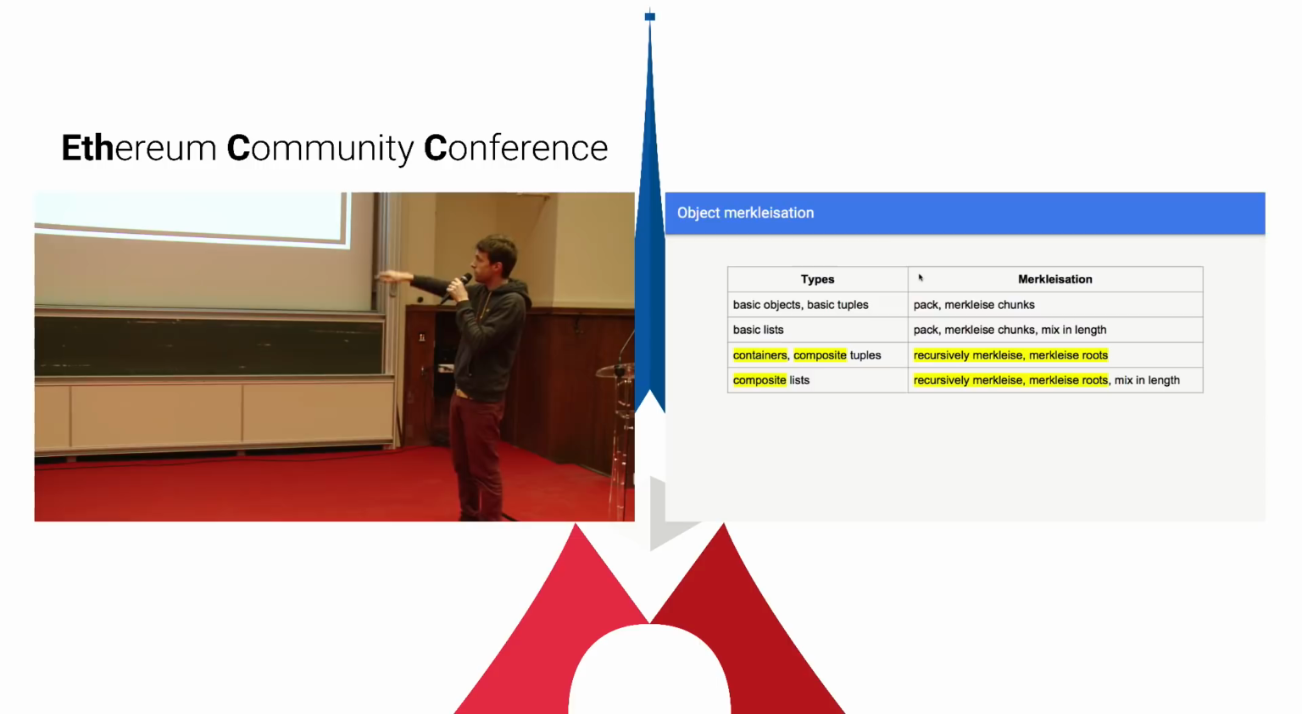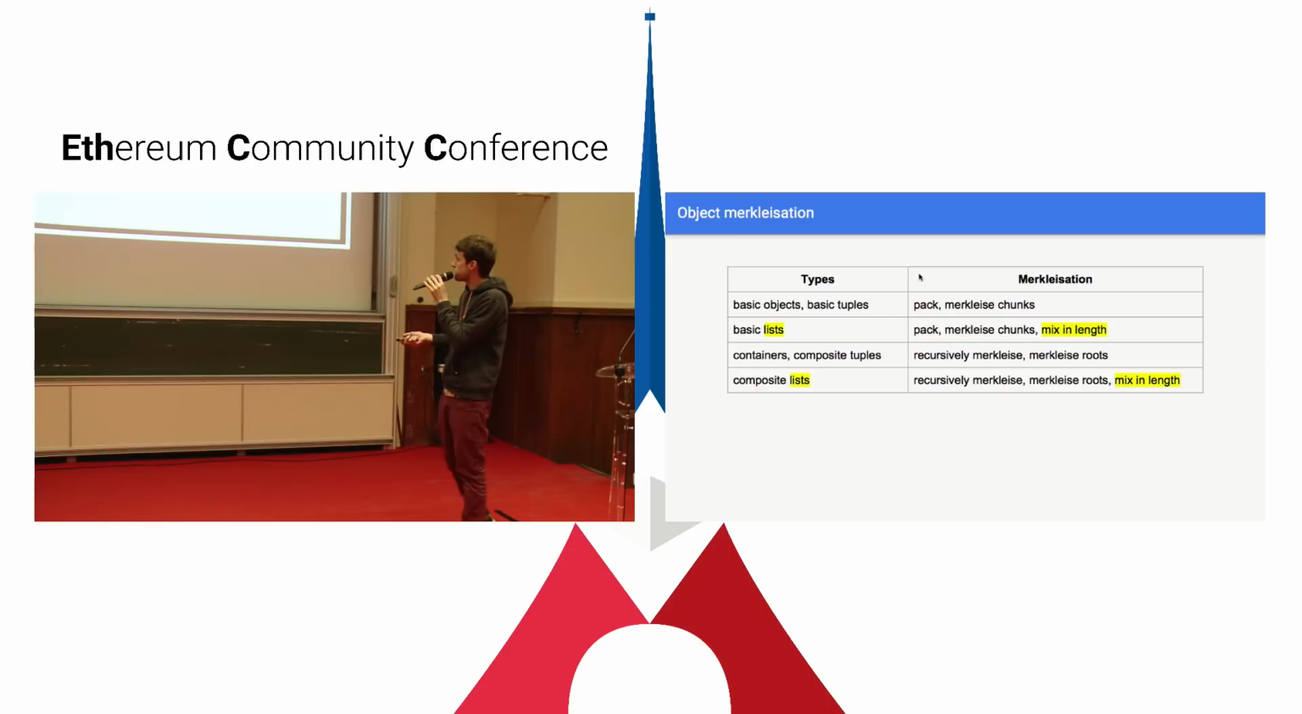And if you have one of these more composite objects, what you do is recursively Merkleize the elements. You get these roots, and then each root can be interpreted as a chunk because it's 32 bytes, and then you Merkleize again. So very, very simple object Merkleization.